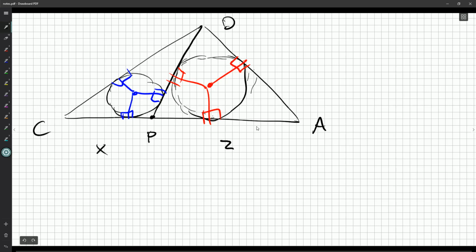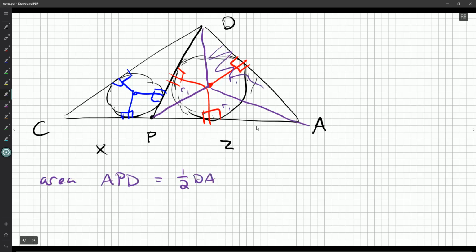These look like bases for these triangles. But then there are other ways to make these triangles. Let's use some purple. If I connect P to the center of this, A to the center of this, and D to the center of this, I've got this R1 here. And I can see that, for example, the area of APD is 1/2, so we'll do this triangle, 1/2 DA times R1, plus this triangle, 1/2 AP times R1, plus this other triangle, and you'll notice that these R1s, because they're perpendicular at their points of tangency, are providing heights for each of these triangles.